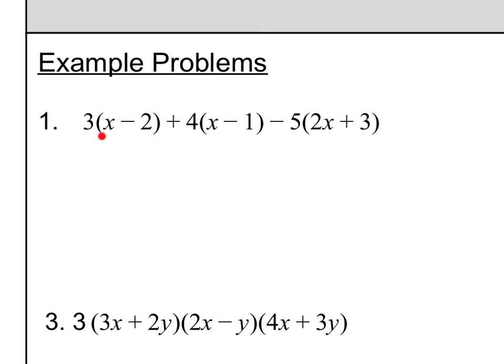Number 1, we have 3 times the quantity x minus 2 plus 4 times the quantity x minus 1 minus 5 times the quantity 2x plus 3. And just like always, folks, as we're going through and doing these problems, if you need to pause the video at any point or rewind, please do so if you need to write something down. All right, well, let's get this party started. First thing, we're going to distribute our coefficients into the parentheses chunks.